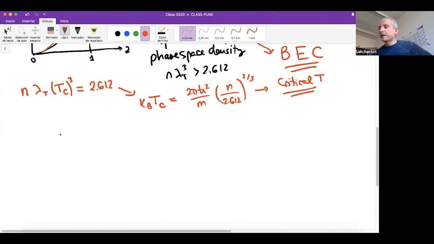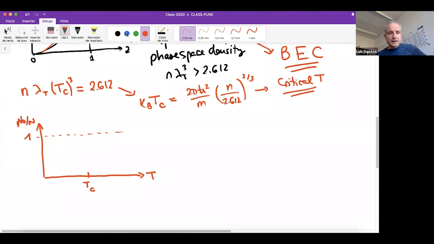But now, if you plot the number of particles in the condensate versus the total number of particles versus temperature, then there is this point, the critical temperature. This is a one here. And this curve looks something like this.